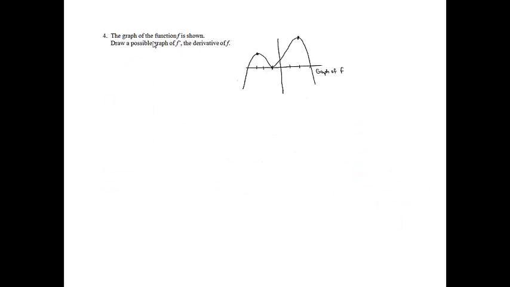Right, number 4, the graph of the function f is shown. Draw a possible graph of f prime, the derivative of f. So first thing that I'm going to do is attempt to make an f prime chart. And if this is a picture of f, I'm going to be looking at where this graph is increasing and decreasing. I'll be looking at the slopes.